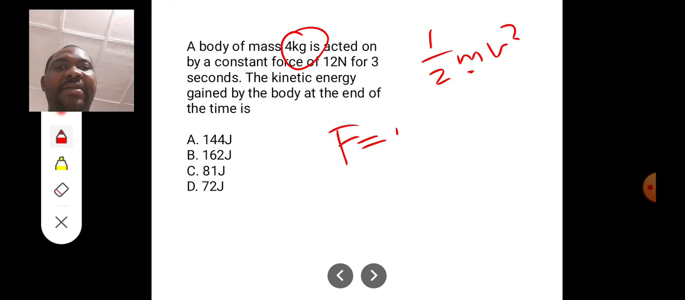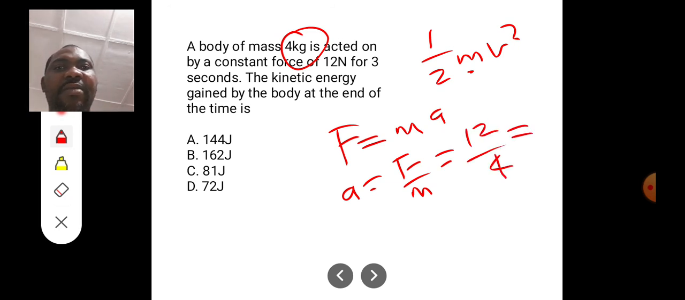We are given force. I know our kinetic energy is supposed to be half mv squared, so my mass is given here, which is 4 kg, but the problem is velocity. But since we are given force, we can find velocity. Let's see. Force is also mass times acceleration, if you can remember. So acceleration here will be force over mass. So the force here is 12 newtons. The mass is 4. So that will give me 3 meters per second squared.